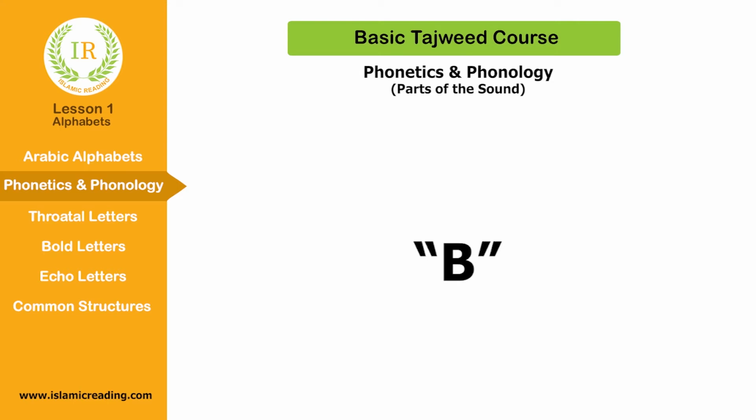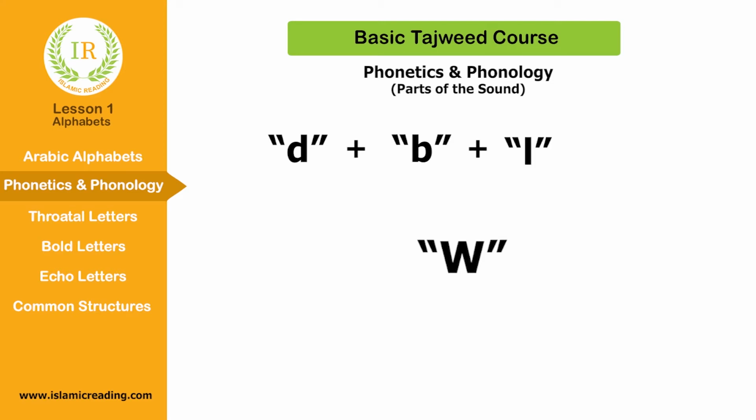For example, letter B. When we start saying this letter, our lips are joined together, B. And when we finish saying this letter, our lips are stretched sideways, E. That means that this letter has 2 phonetics, B and E. Let's see another example, the letter W. When we start saying it, we start with D, then B, then L, and then O, W. That means that W has 4 phonetics.